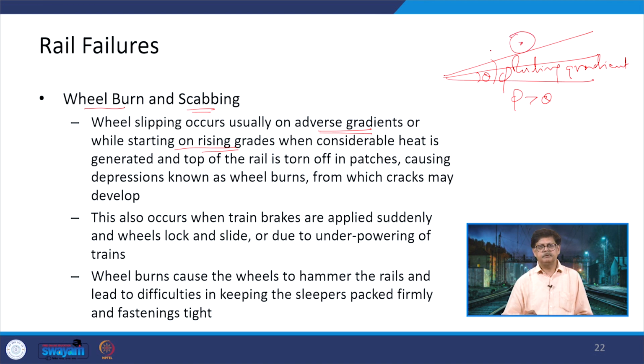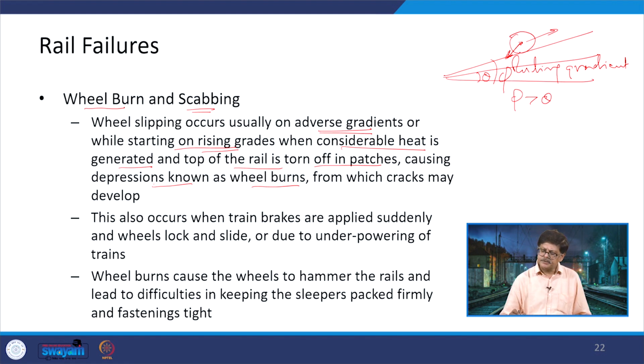The station has been provided on a gradient, and now it starts. There is going to be very heavy pressure at the back, and when considerable heat is generated, the top of the rail is torn off in patches, causing depressions known as wheel burns, from which the cracks may start developing.